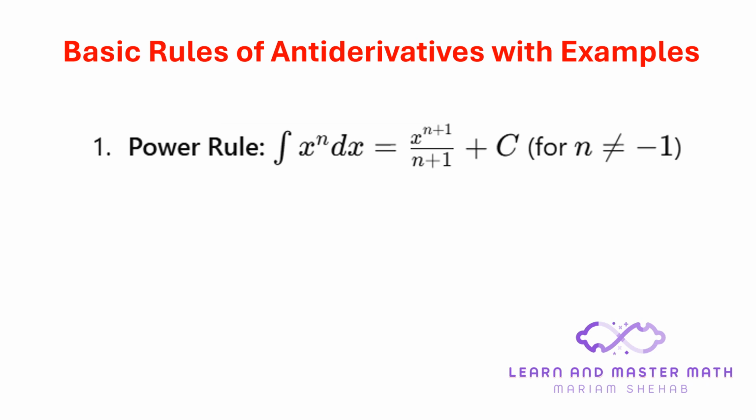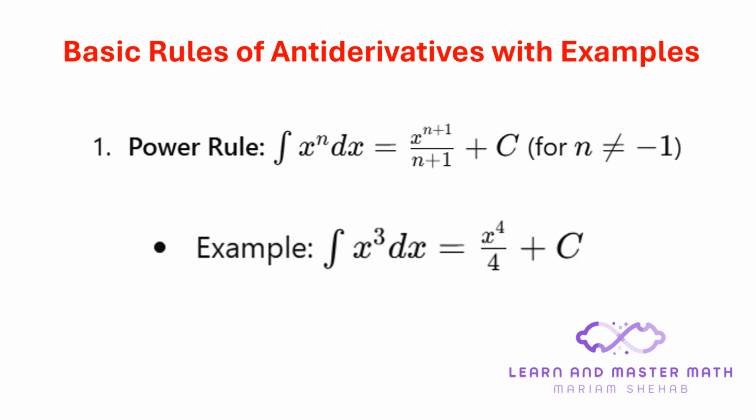Well, why do we include the c? Because the derivative of c is 0, so you have to make sure there was a constant here before you differentiate. For example, the integral of x cubed dx: x to the power 3 becomes x to the power 4, and then you divide by 4. So the answer is x^4 over 4 plus c.